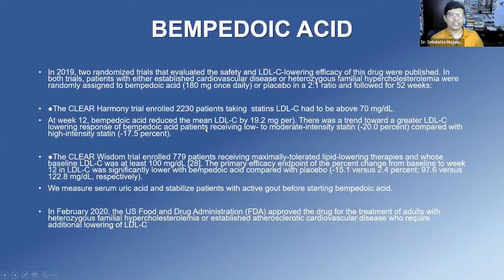Sorry, this one. So again, see, this is the evidence base. We have 4 trials really: Clear Harmony, Clear Wisdom, Clear Serenity, Clear Outcomes. All these trials essentially showed that it is effective, it is safe, it has a modest LDL cholesterol lowering, and when you combine this one with ezetimibe, you tend to have a reduction of LDL cholesterol to the tune of 38%. And if you can combine atorva, ezetimibe, bempedoic, you have a reduction of around 60-65%. That is a huge amount. So efficacy and safety has been proved. Only issue is, look at the uric acid level and the creatinine before starting. So with all these, FDA had approved it in 2020.